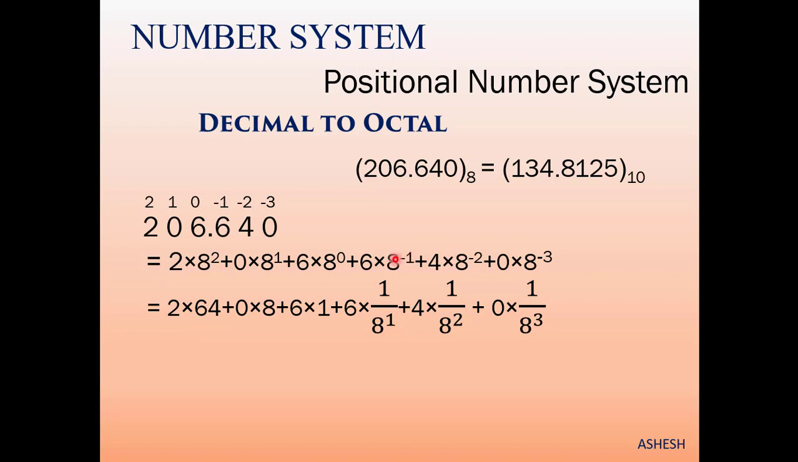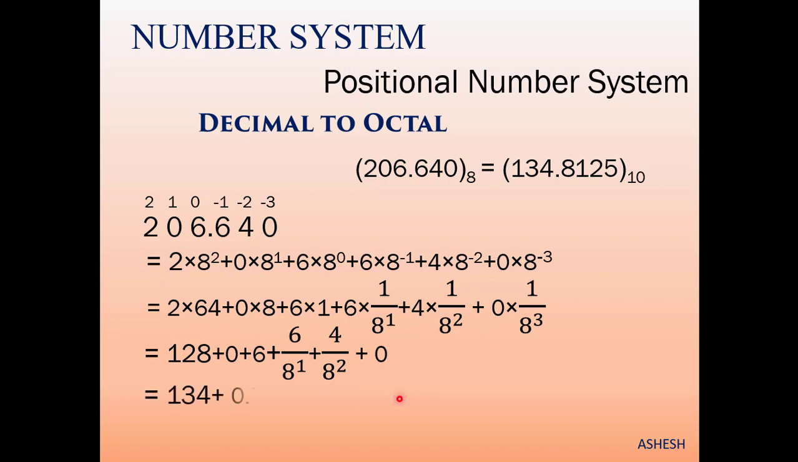Here since the power is -1, so it will go down. So 6 into 1 by 8 to the power 1. Here also the power is minus, so it will go down. So 4 into 1 by 8 square plus 0 into 1 by 8 to the power 3. Now 64 into 2 equal to 128, 0 into 8 equal to 0, 6 into 1 equal to 6 plus 6 by 8 to the power 1 plus 4 by 8 square plus 0.